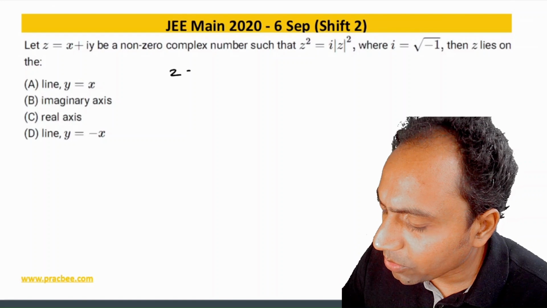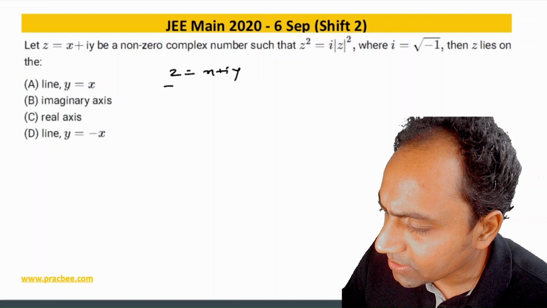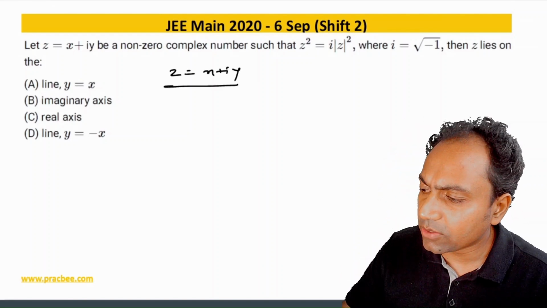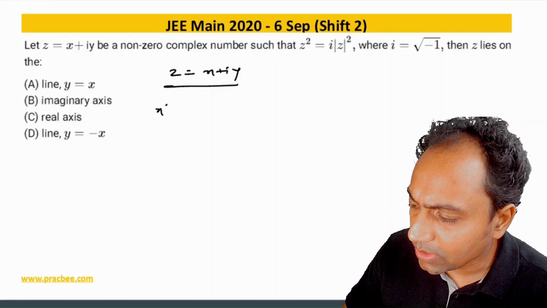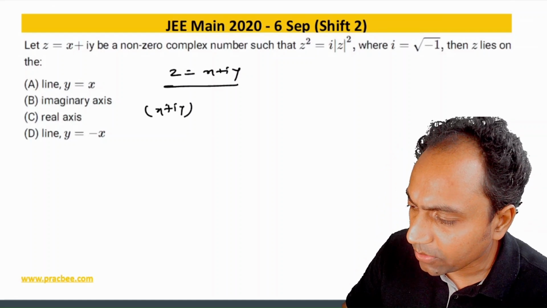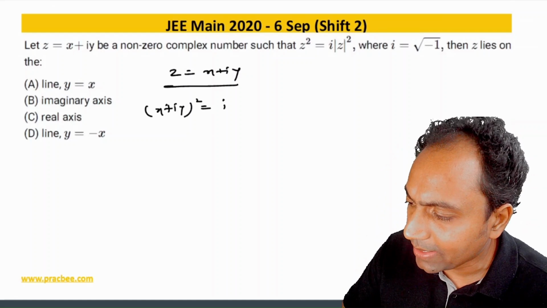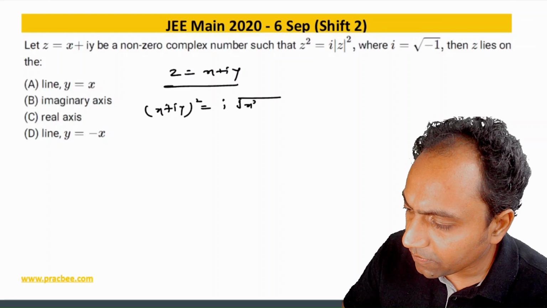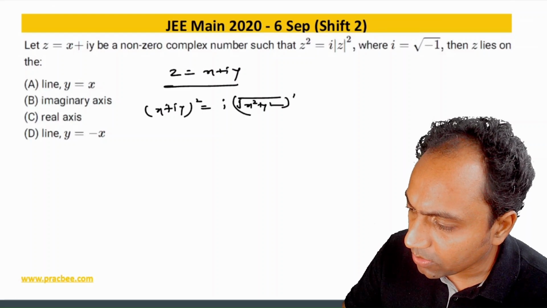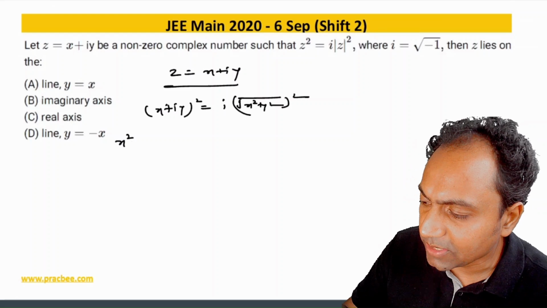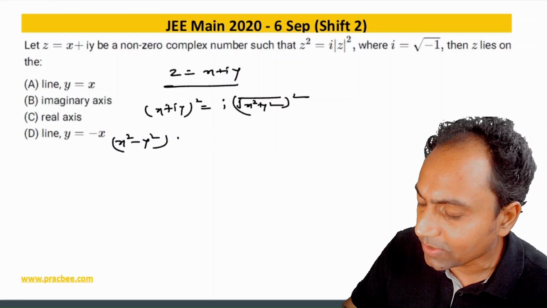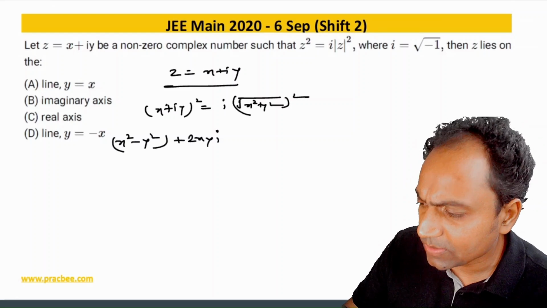Again, what we will do here is put z is equal to x plus iy. And it is again an equation based question. So if I do so, (x plus iy) whole square would be equal to i times root of (x square plus y square) whole square. If I simplify, it is x square minus y square plus 2xyi.